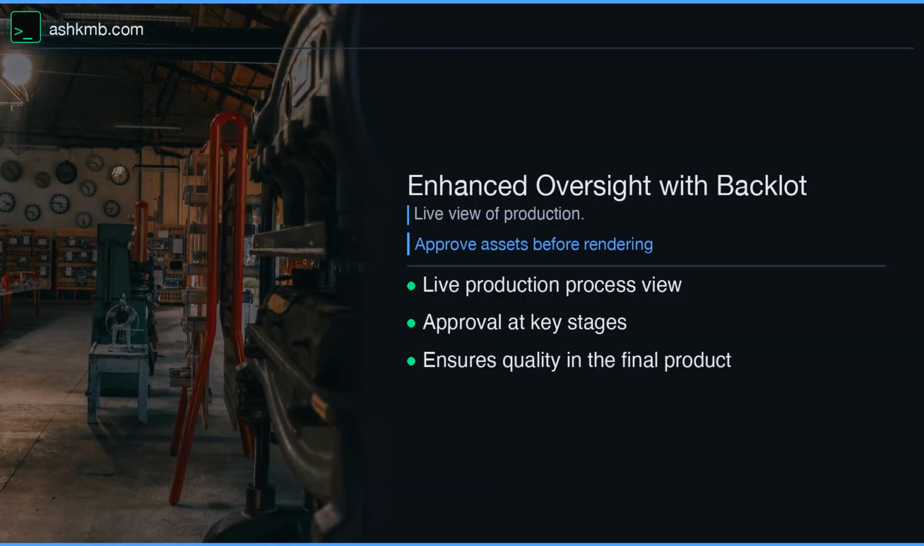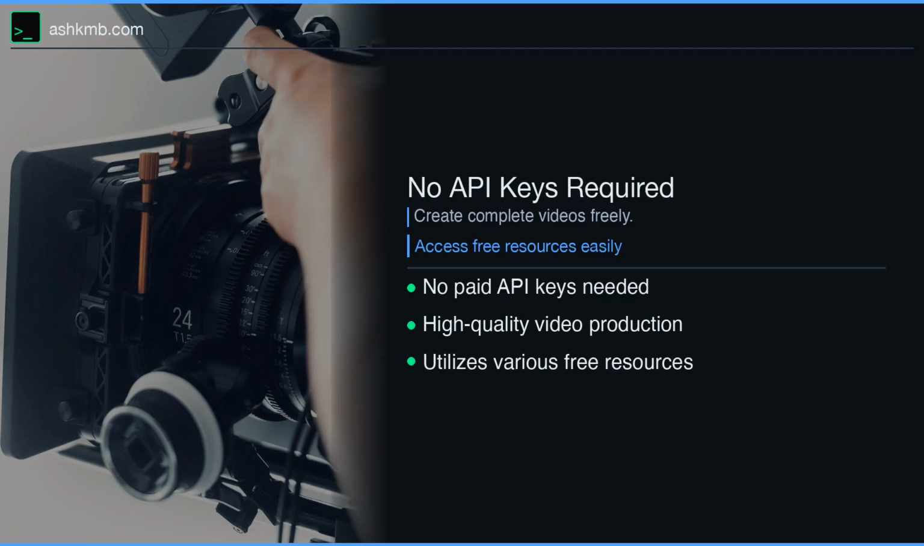The backlot feature enhances oversight during production. It provides a live view of the production process and allows users to approve assets at key stages before final rendering. Zero API keys can still create complete videos. Out of the box, OpenMontage provides access to various free resources while still enabling high-quality video production.